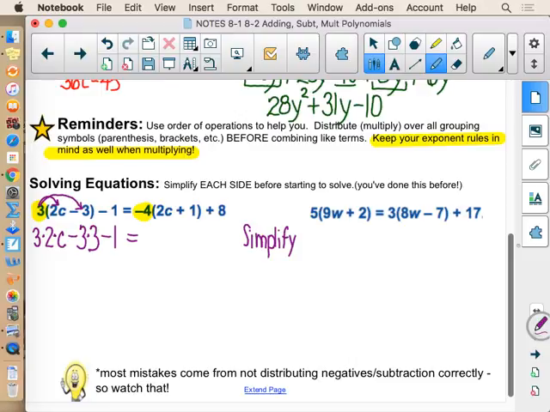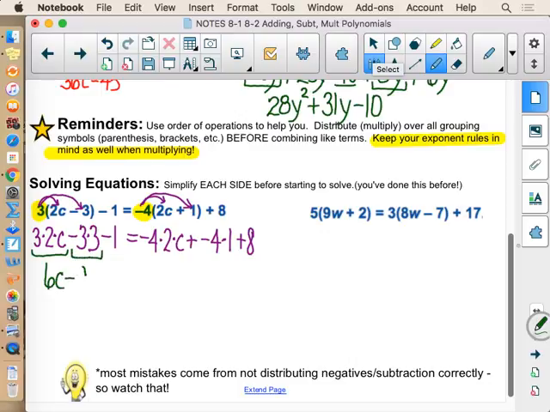On the other side of my equal sign, I'm going to distribute. I'll have negative 4 times 2 times c. And you can put a plus, and then I start again with that negative 4 multiplied by 1. The distribution's done, and I still have a plus 8 on that side. Very similar to what we did up above. I want to look at it term by term. That'll become a 6c minus 9 minus 1.